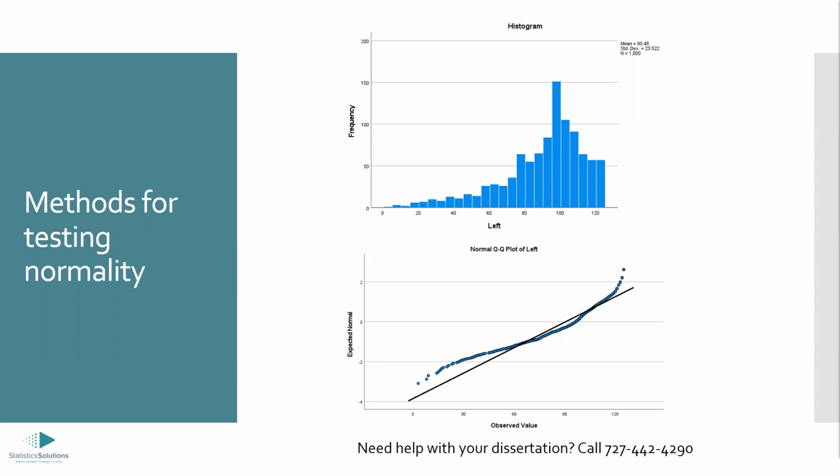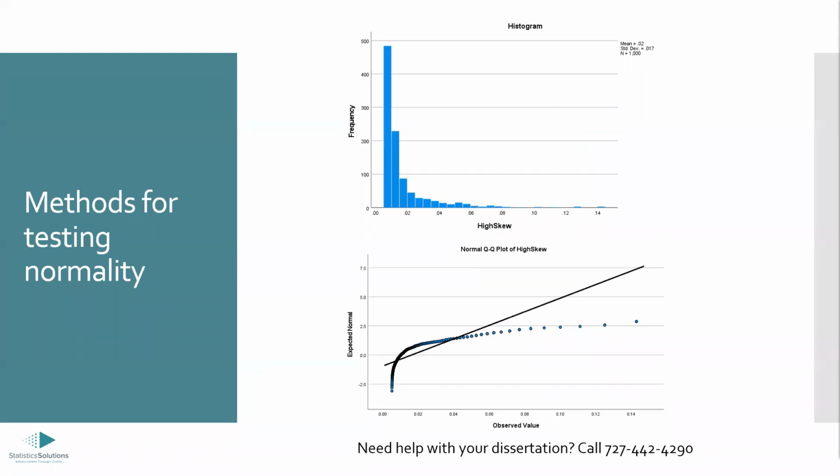And now finally, here's a more extreme example where we see in our high skew variable that this variable is very severely positively skewed. We can see that from the histogram, and we can also see that in the QQ plot, which is not following a straight line at all and has almost a full 90-degree bend in the points. So we can look at that QQ plot and know that the data are definitely not normally distributed.